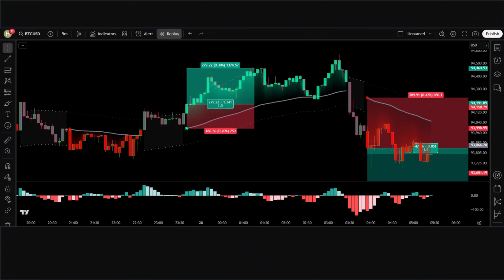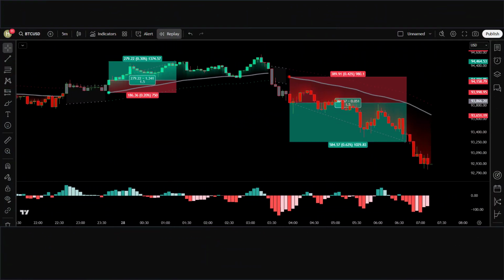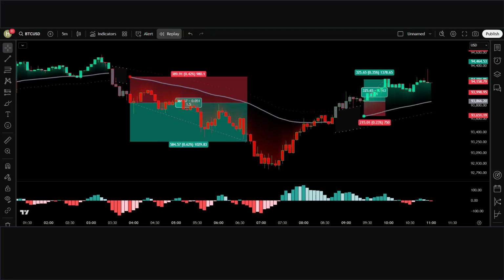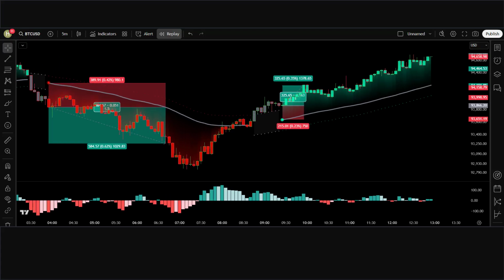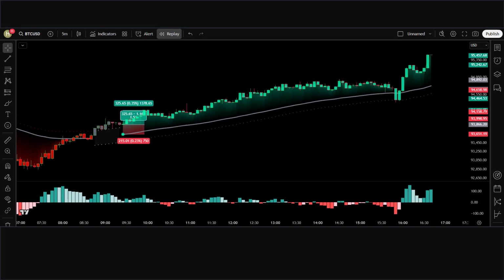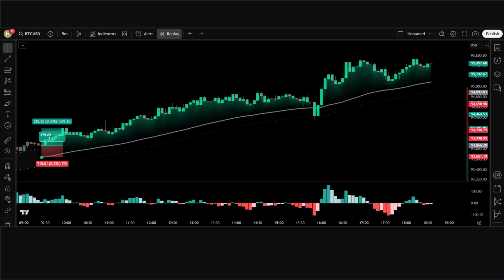The range filter is a custom indicator that helps you identify genuine trends by smoothing out minor price fluctuations. It reacts only when price moves beyond a certain range, giving you fewer but far more reliable signals. This strategy uses a combination of the range filter and price action.